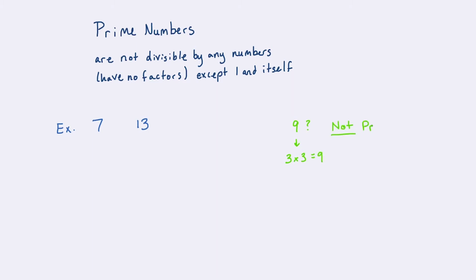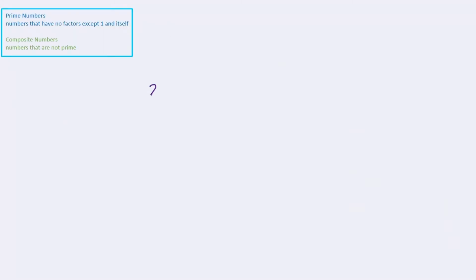A number that is not prime, or has factors other than 1 and itself, is called a composite number. Composite means that it's composed of, or made of, smaller parts. These smaller parts, in this instance, say 9, would be the two numbers that are multiplied together, 3 and 3. Consider these numbers, 2, 3, and 5. Are these numbers prime or composite?